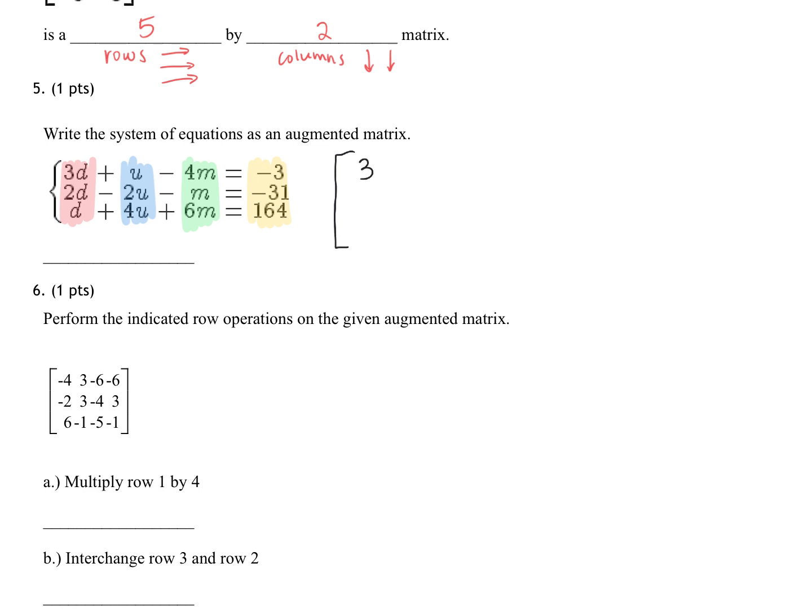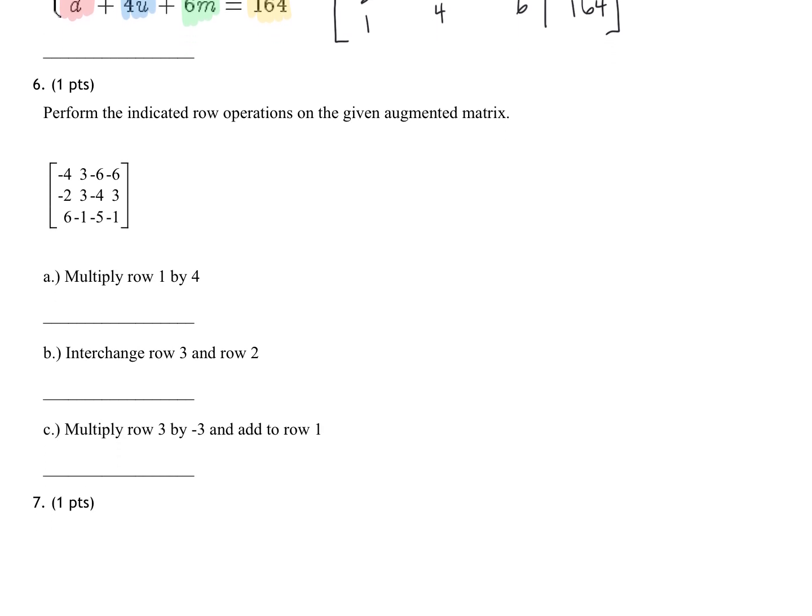So we'll have 3, 2, 1 as our first column. Then we have 1, 2, negative 2, 4 as our second column. Negative 4, negative 1, 6 as our third column. We have our line indicating the solutions on the other side. Negative 3, negative 31, and 164 is our last column, and that would be our augmented matrix, and that's all it's asking us to do there.